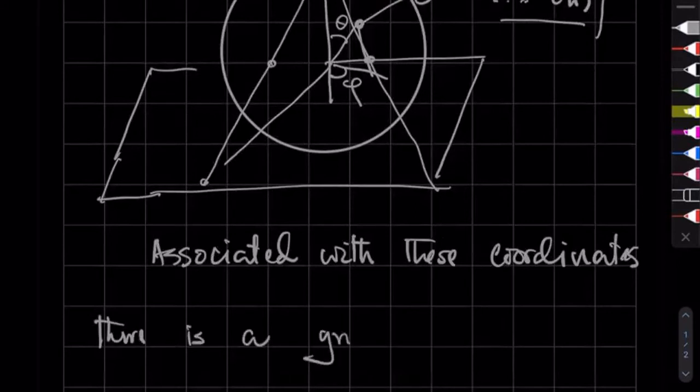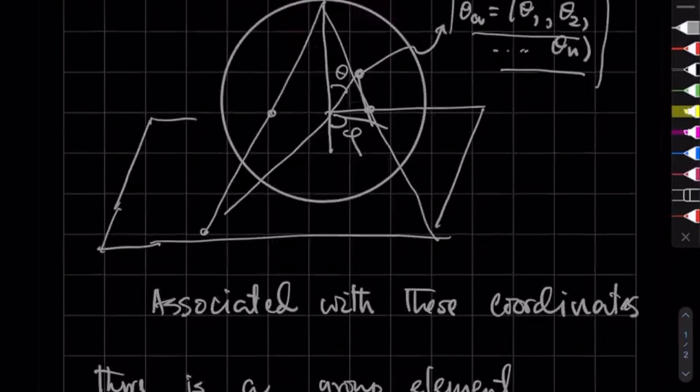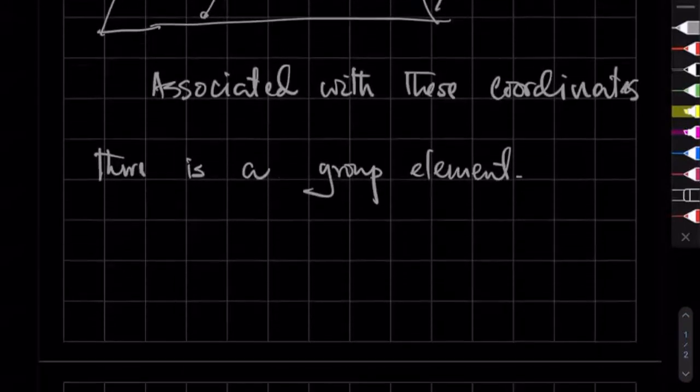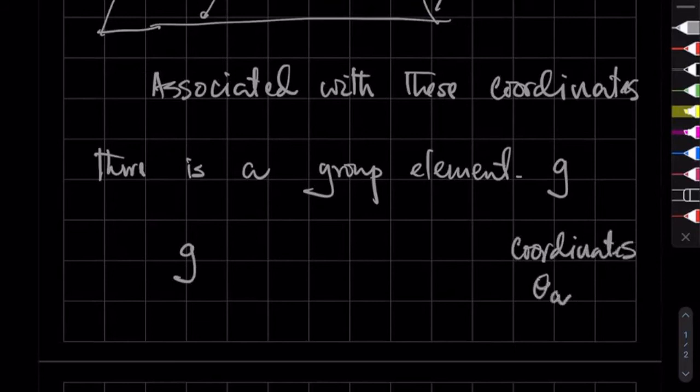But how is that group element related to these coordinates? So there's a group element G, and here are the coordinates. The coordinates are theta A, and the group element must be a function of this theta A, right? So far, so good? Yeah, makes sense.